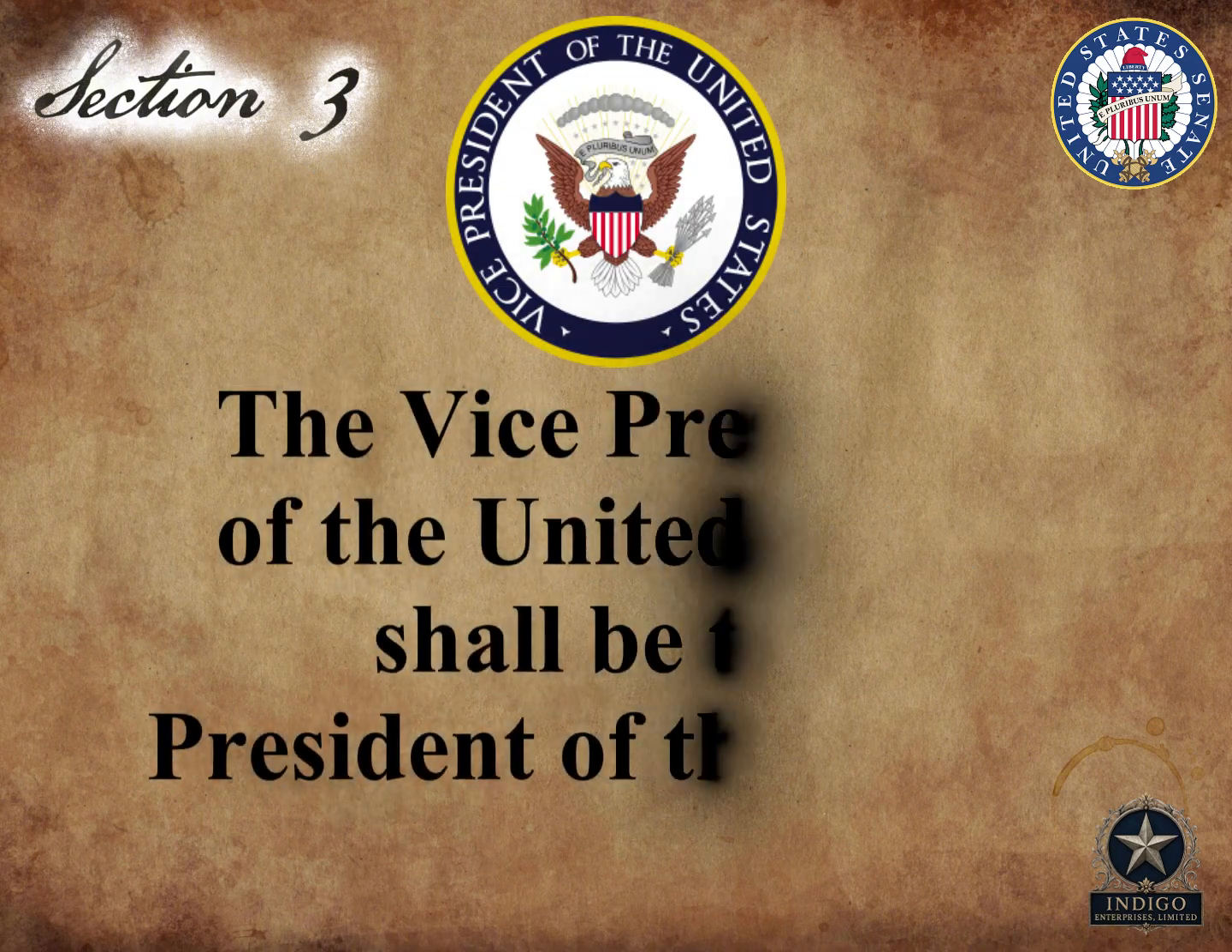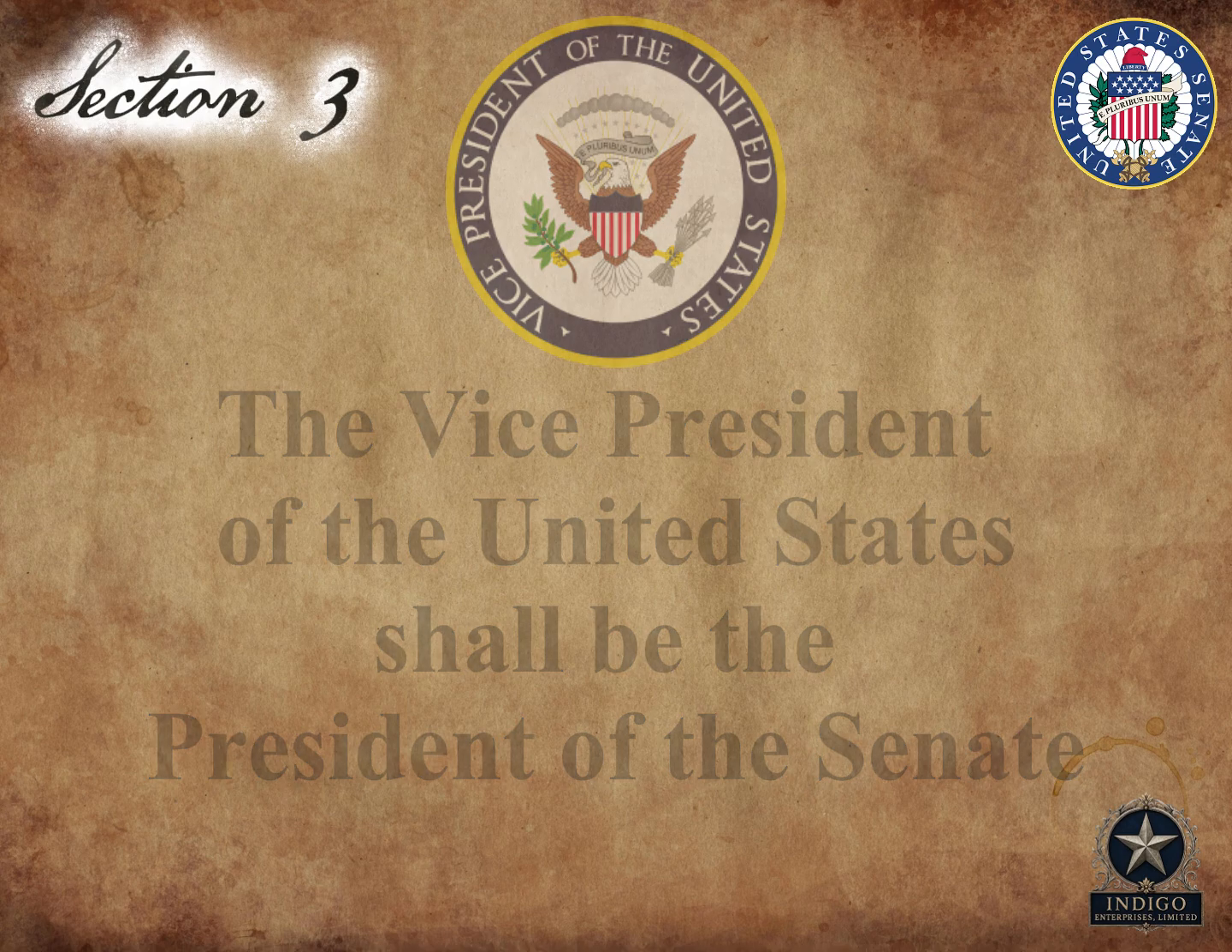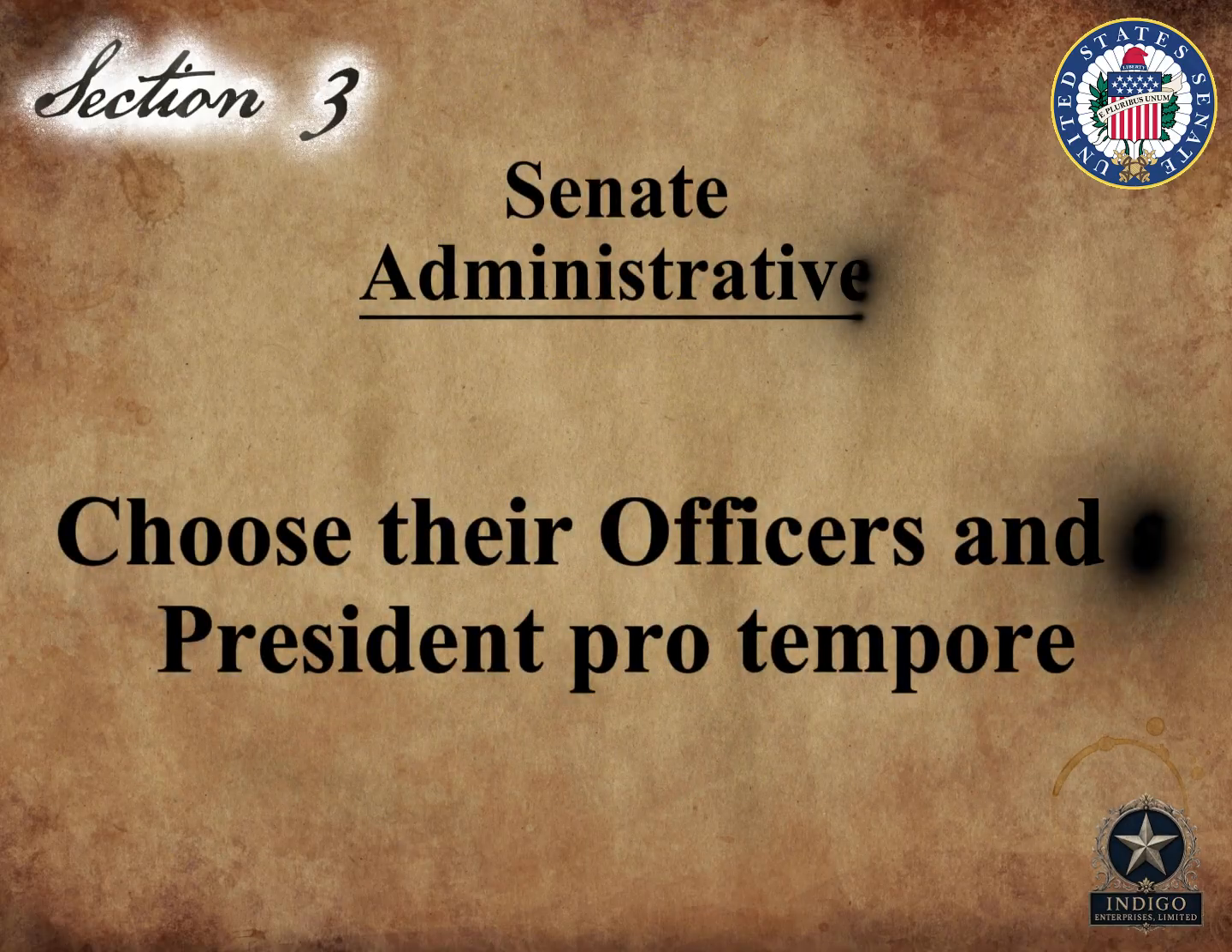"The Vice President of the United States shall be President of the Senate, but shall have no vote unless they are equally divided. The Senate shall choose their other officers and also a president pro tempore in the absence of the vice president from the chamber, or when he shall be exercising the office of President of the United States" due to an incapacitation of the actual president.